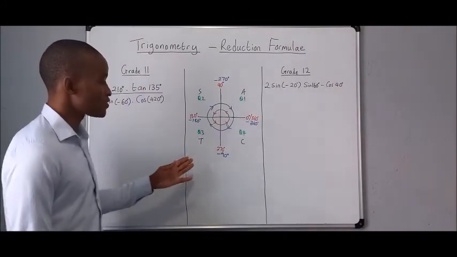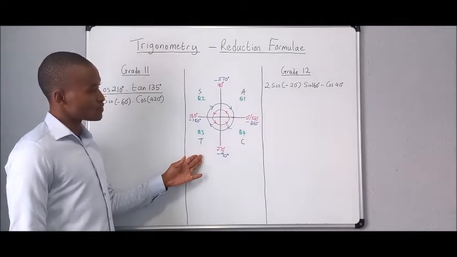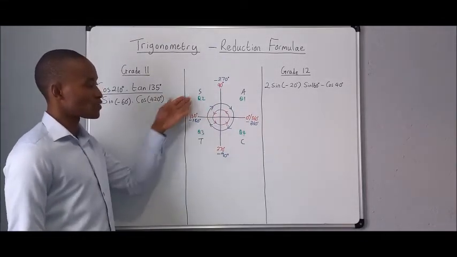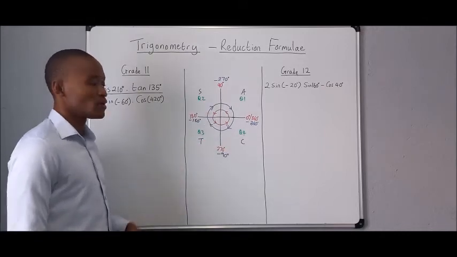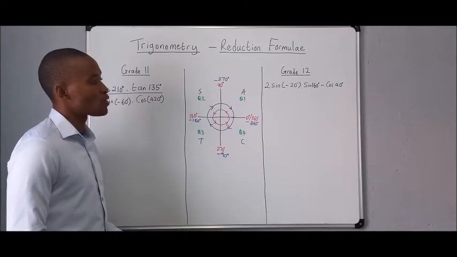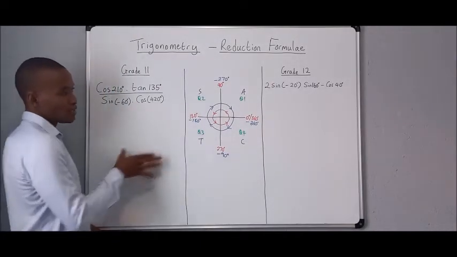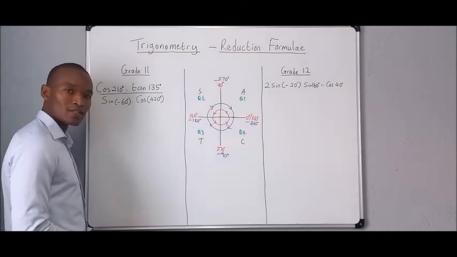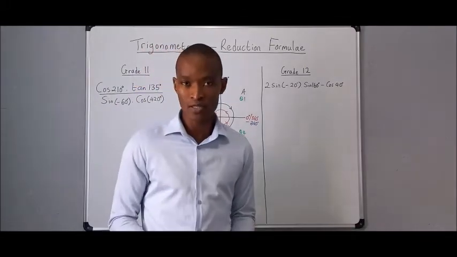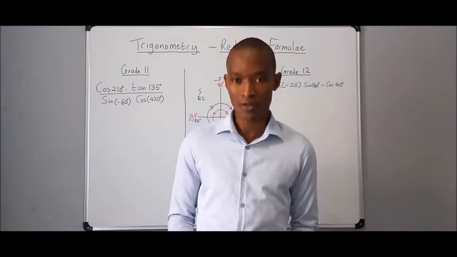Our frame of reference, of course, is the CAST diagram, and I've prepared it here for us to refer to as we solve these two problems and to remind ourselves of the quadrants as well as the trig ratios that are positive in each quadrant. Okay, so let's start with grade 11, then we'll move over to the grade 12 question that I have prepared for you. And usually this type of question will say: simplify the expression without the use of a calculator.